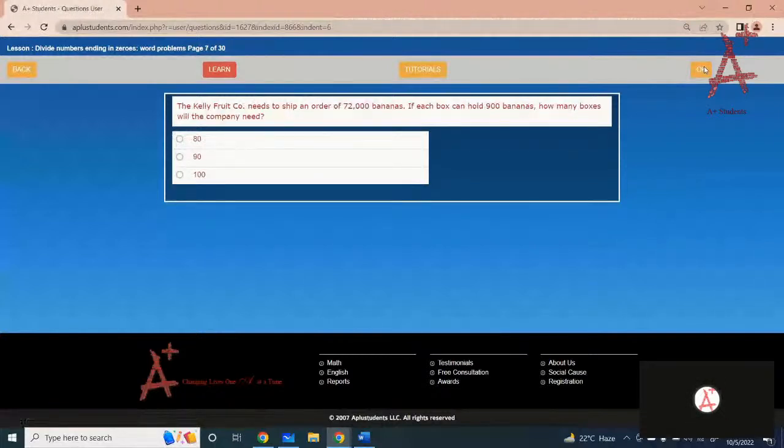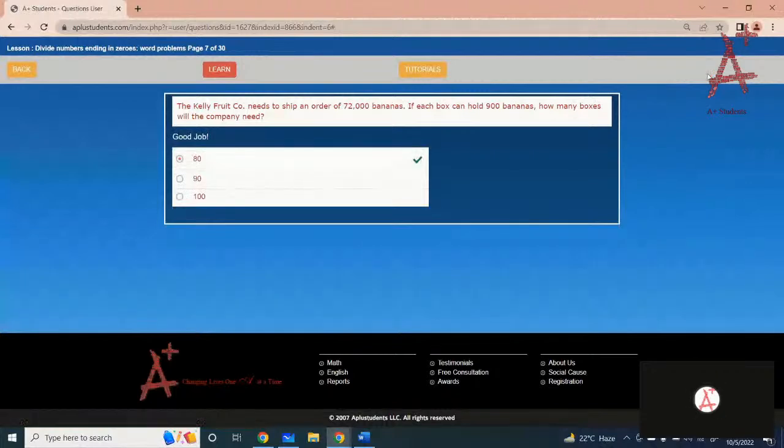Okay, the Calais Fruit Company needs to ship an order of 72,000 bananas. If each box can hold 900 bananas, how many boxes will the company need? So just divide 72 by 9. So 9 times what number is 72? 8. And the divisor has 2 zeros and the dividend has 3, so 2 of the zeros cancel out and you're left with only 1 zero. So it would be 80. Got it?